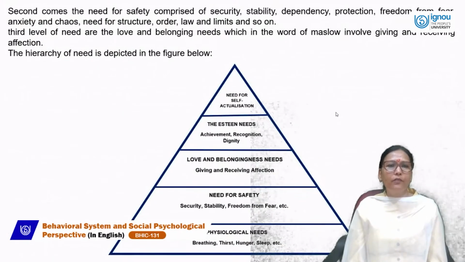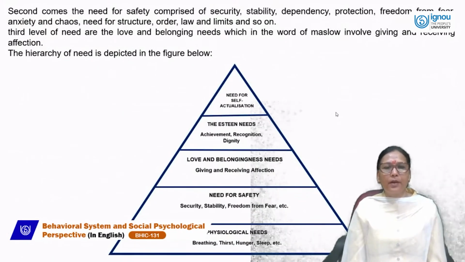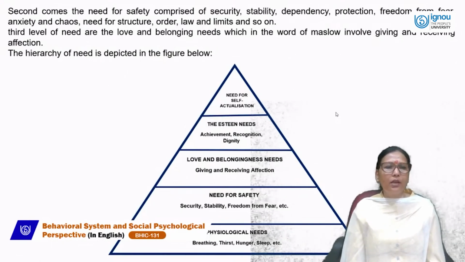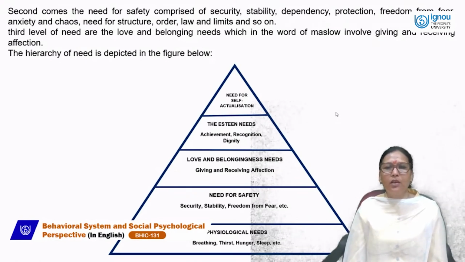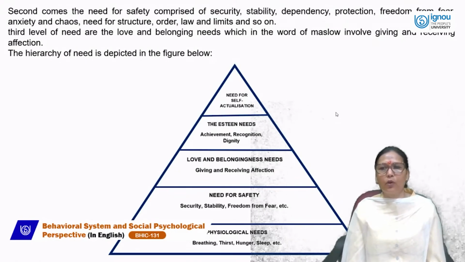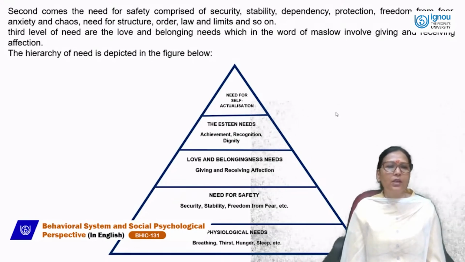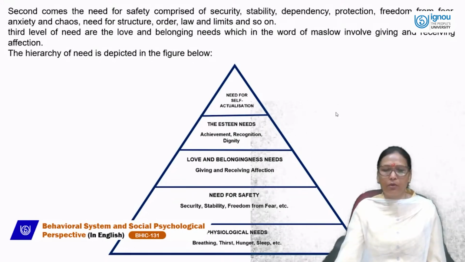Second comes the need for safety, comprised of security, stability, dependency, protection, and freedom from fear, anxiety, and chaos. It needs structure, order, law and limits, and so on. The third level of need is love and belonging, which in the words of Maslow involves giving and receiving affection. The hierarchy of needs is depicted in the figure below.